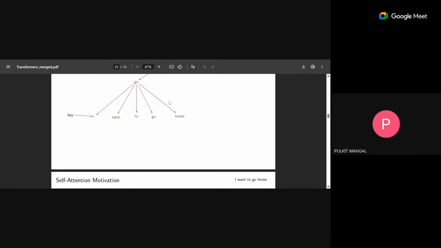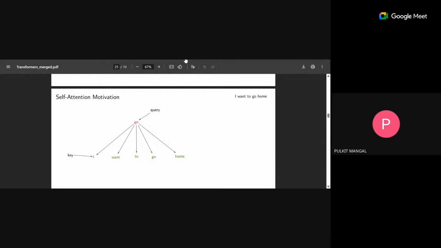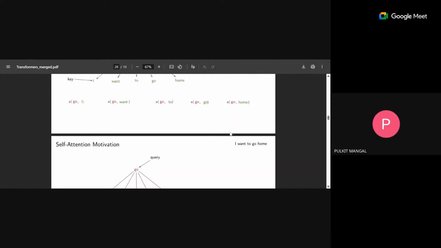Okay. So revisiting our self-attention motivation that we had. Suppose the sentence is "I want to go home", and my query word is "go". Then I will look into each of the words that I have in my sentence: I want to go home. That will be my key.